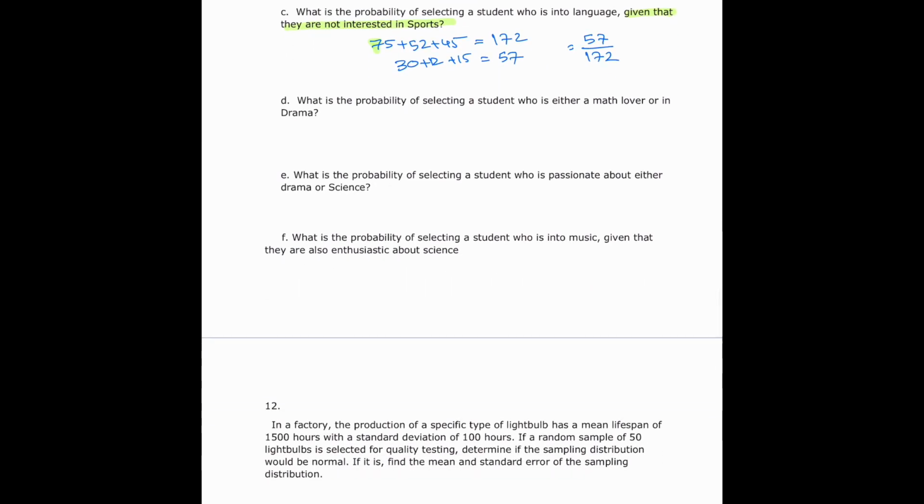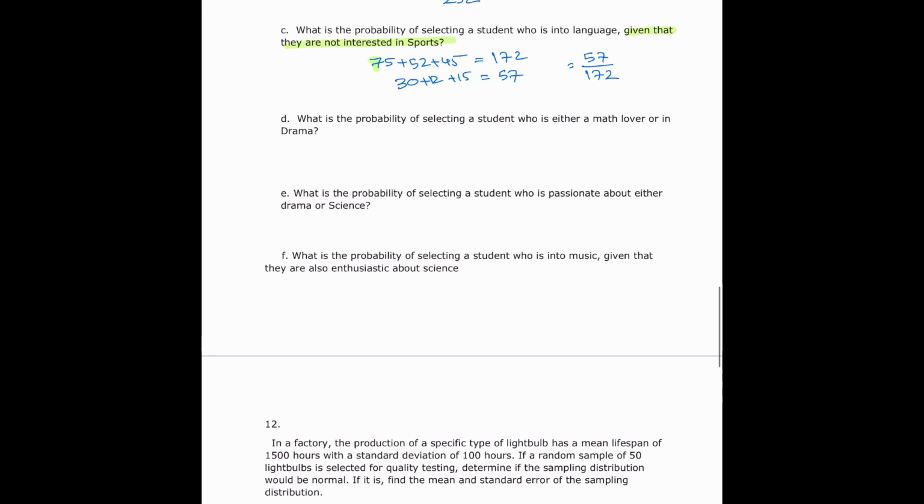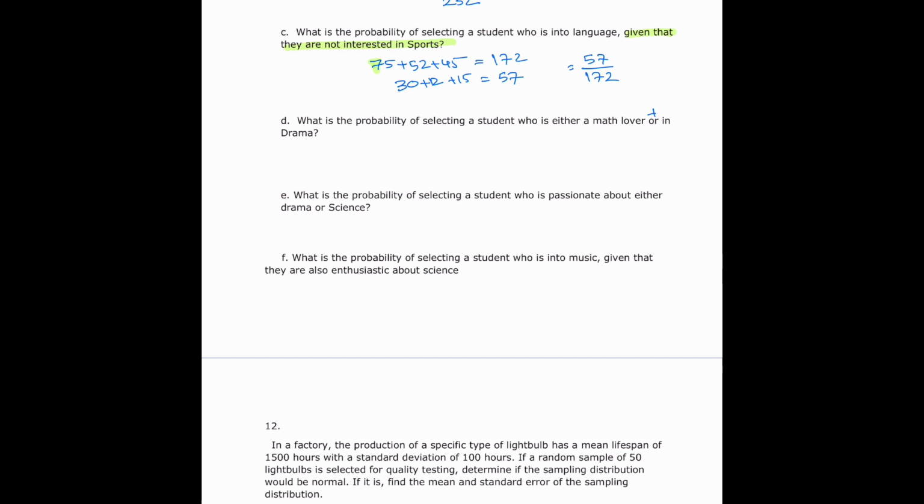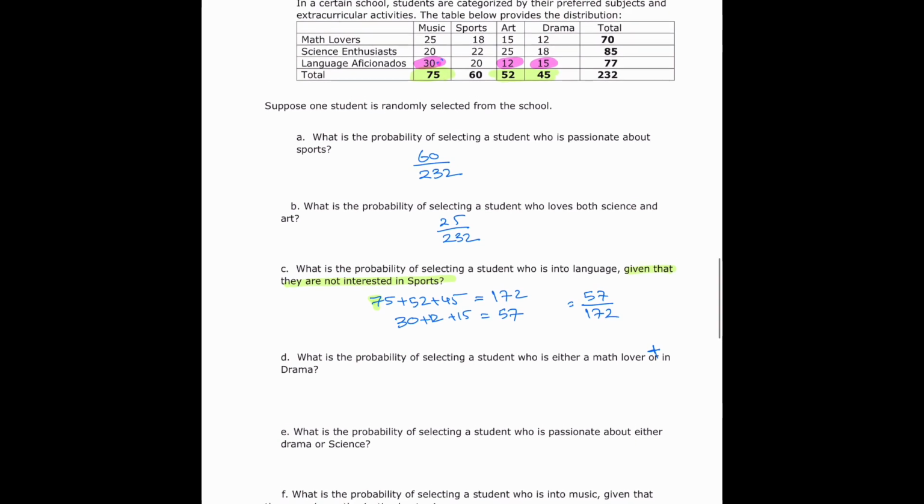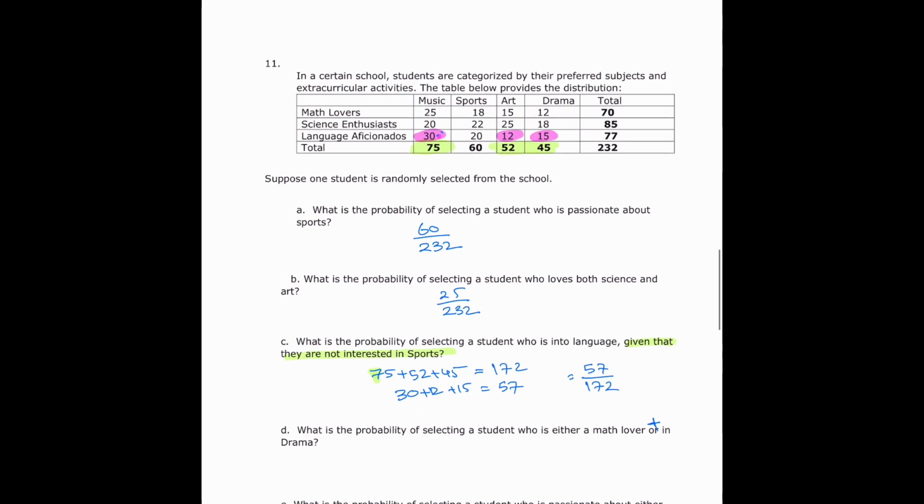What is the probability of selecting a student who is either a math lover or in drama? Or means addition. So that is one thing that you need to understand. So now we're looking at math lovers and interested in drama. So I'm just going to erase that one. So here are the math lovers. And here are the students that are interested in drama.